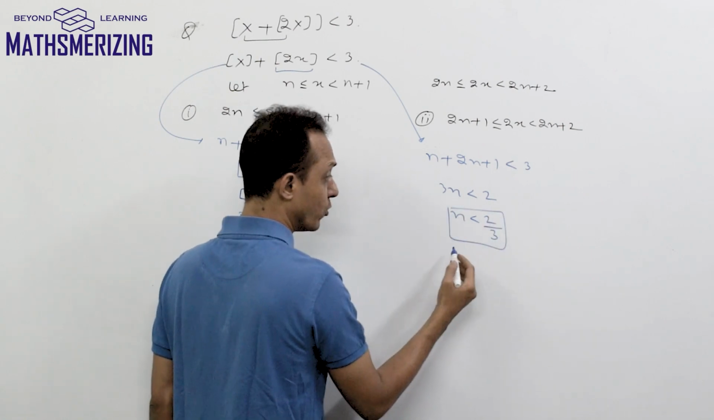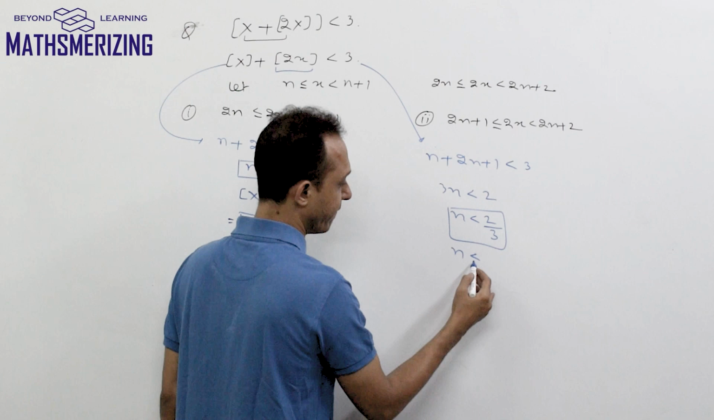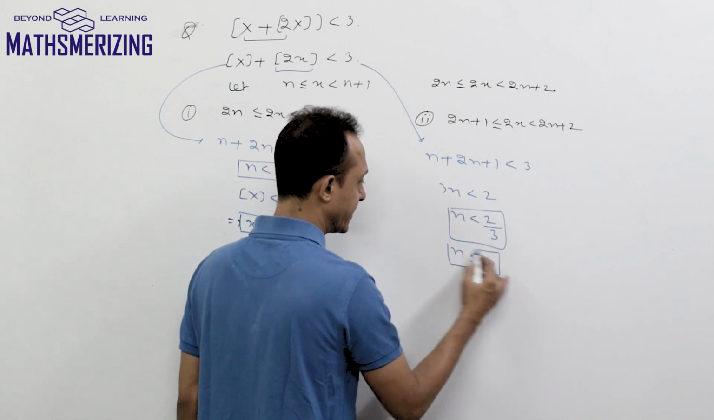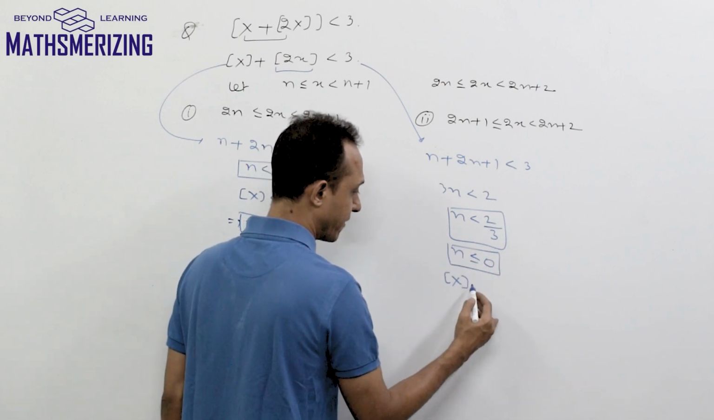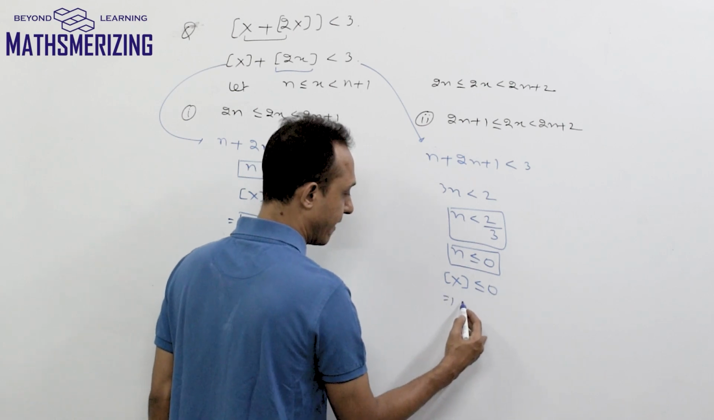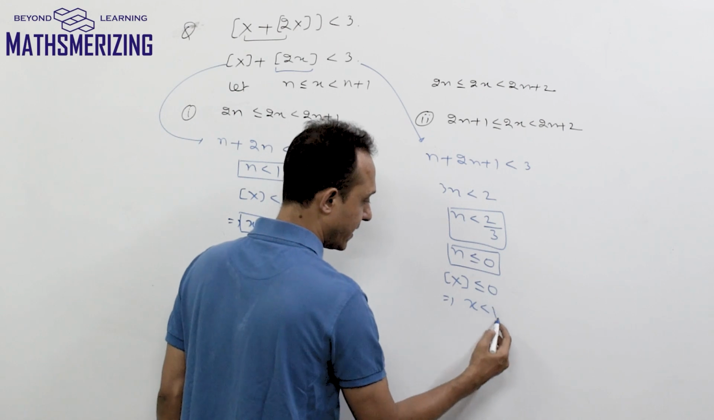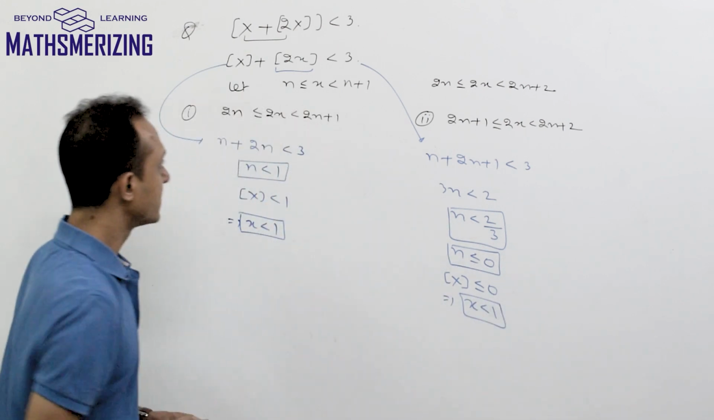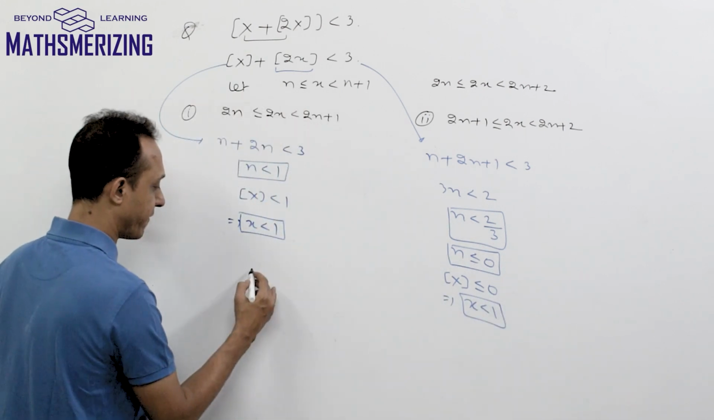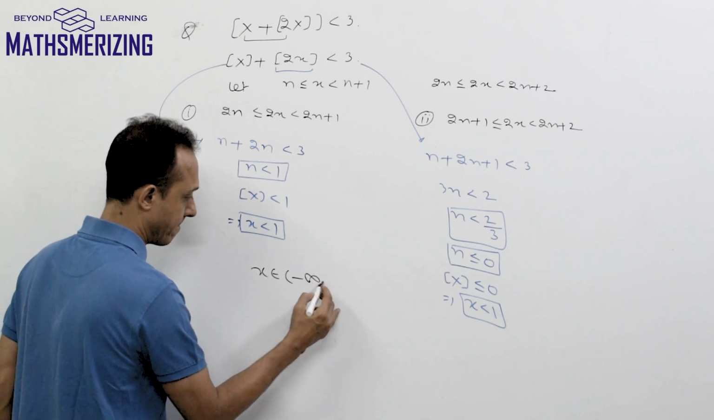Now when n is less than 2 by 3, the possible integral value of n will be 0. So n should be less than or equal to 0, that is, the greatest integral function of x should be less than or equal to 0. So again from here I get the value of x should be less than 1. So from both the cases, the only solution that I'm getting is the value of x should lie between minus infinite and 1.